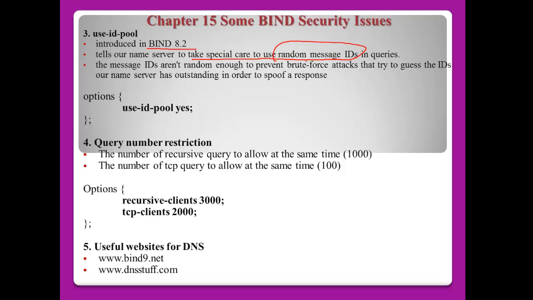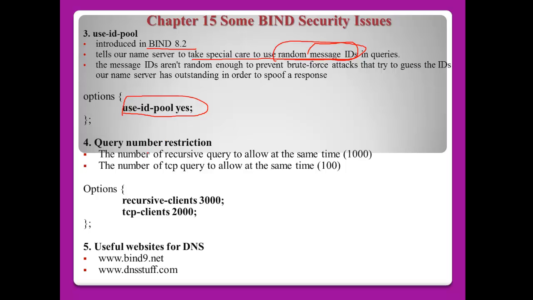I already told you that in the next chapter you will hear about DNS cache poisoning. Normally, to make this attack successful, the attacker uses the message ID. So if you want to protect your DNS server from this kind of attack, then we have to use random message IDs in queries. If we want to support that, then use ID pool yes, like this.